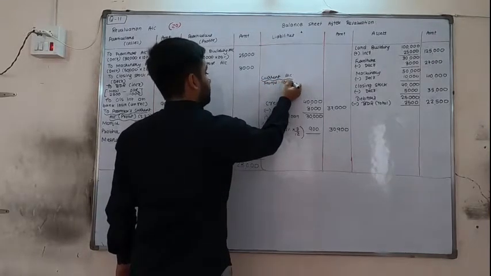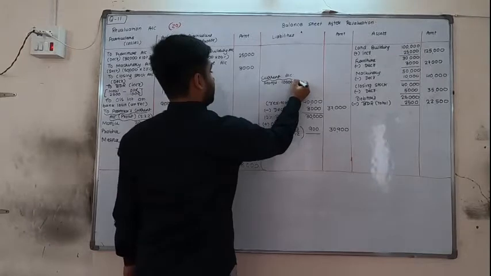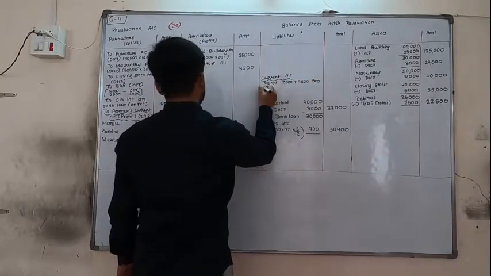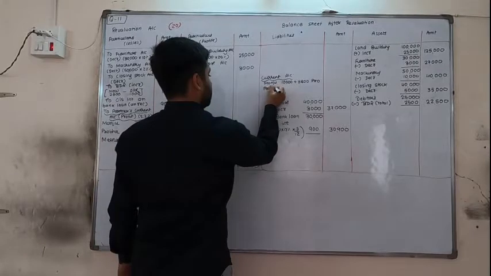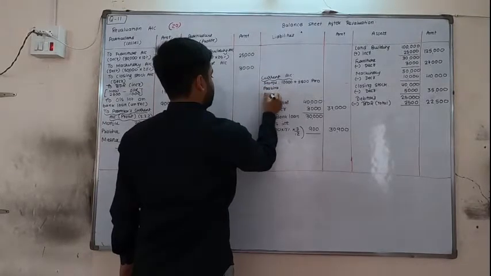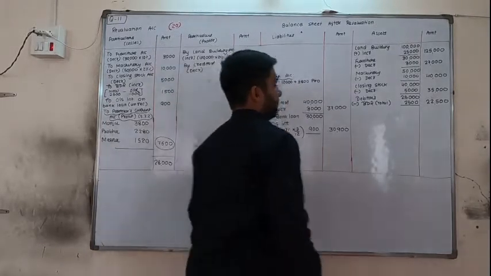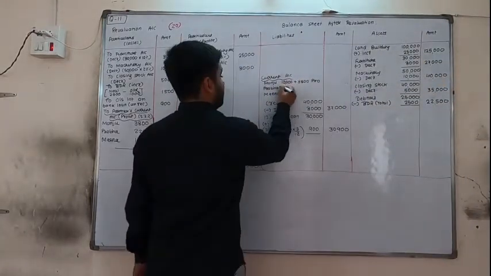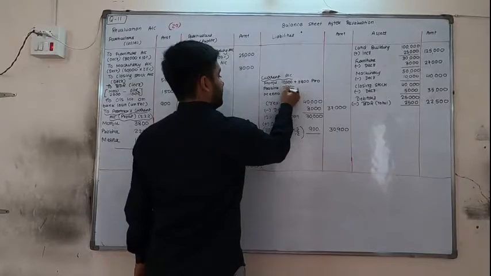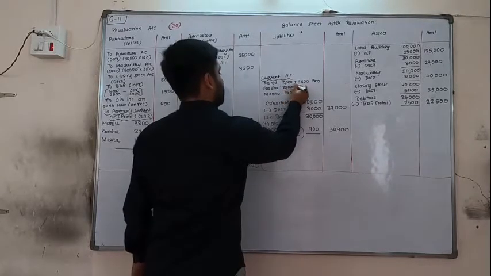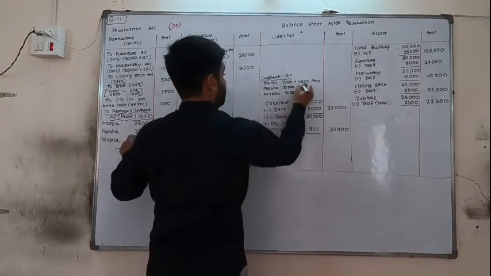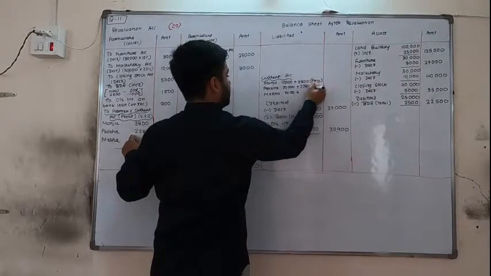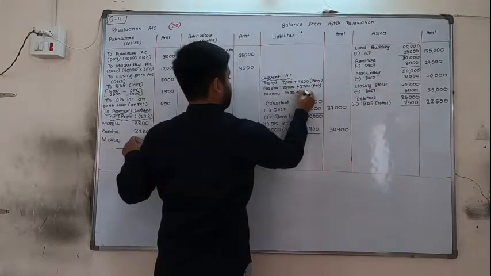Manju 10,000 plus 3,800 profit. Then Prabha, then Meena. Okay, 20,000 and 9,000. See, I am writing their balances, okay? 20,000 and 9,000. Now plus 2,280 profit, and 1,520.